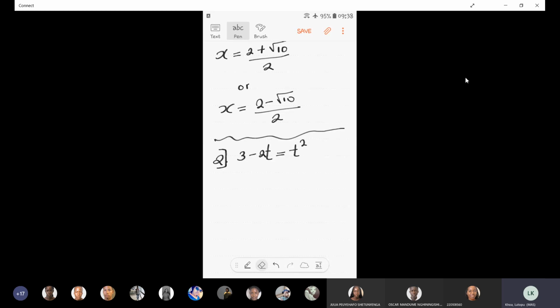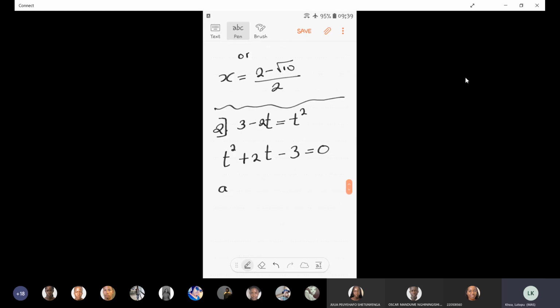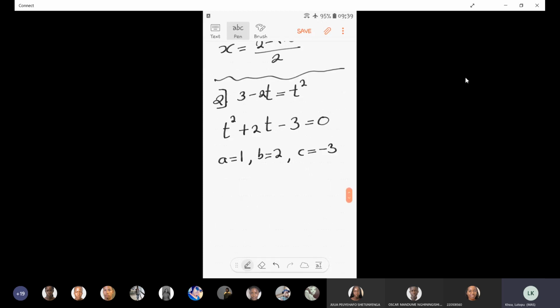It must be in standard form because we read a, b, and c in the formula from when it is in standard form. Okay, so t squared plus 2t minus 3, and this is equal to 0. Now it is in standard form. Then I can say a is 1, b is 2, and c is -3. So I know my values of a, b, and c. All I need to do is substitute them into the formula.